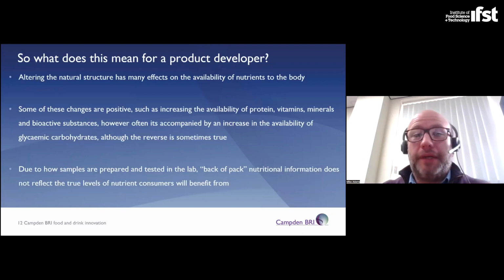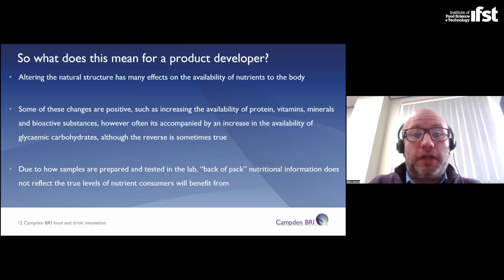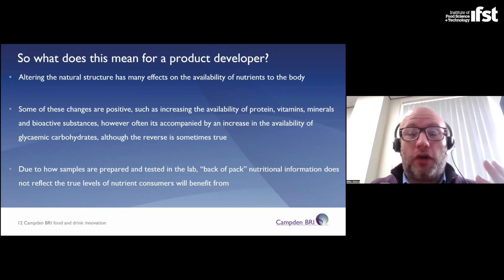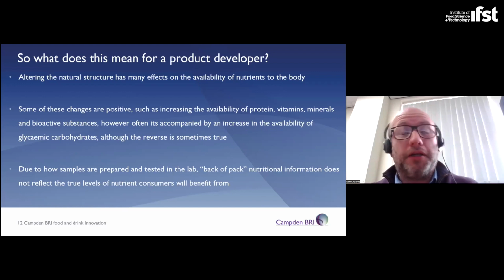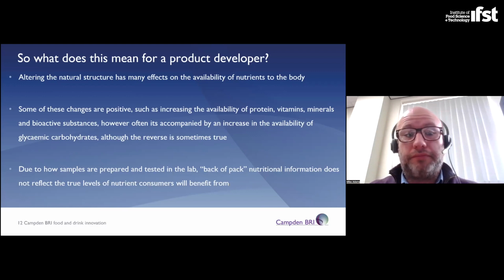So what does that mean and what's the significance? Altering the structure has many effects on the availability of nutrients to the body. Some of them positive, some of them negative. It very much depends product by product. Often the processing increases the availability of glycemic carbohydrates, which is one of the main downsides, but that isn't always the case. There are some circumstances where some processes actually reduce the availability of glycemic carbohydrates.